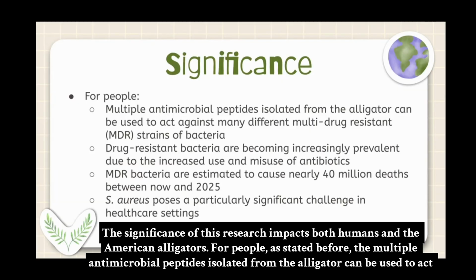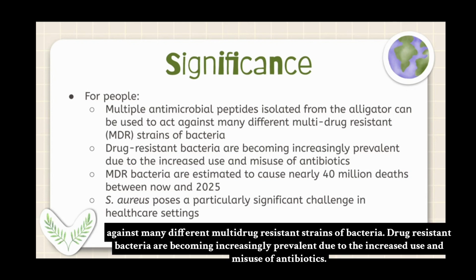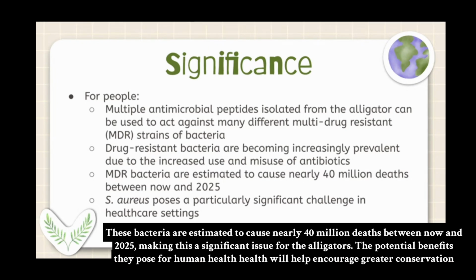The significance of this research impacts both humans and the American alligators. For people, as stated before, the multiple antimicrobial peptides isolated from the alligator can be used to act against many different multi-drug resistant strains of bacteria. Drug-resistant bacteria are becoming increasingly prevalent due to the increased use and misuse of antibiotics. These bacteria are estimated to cause nearly 40 million deaths between now and 2025, making this a significant issue.